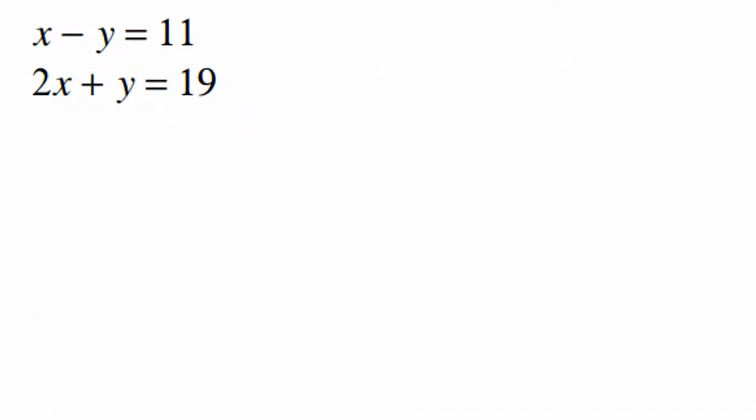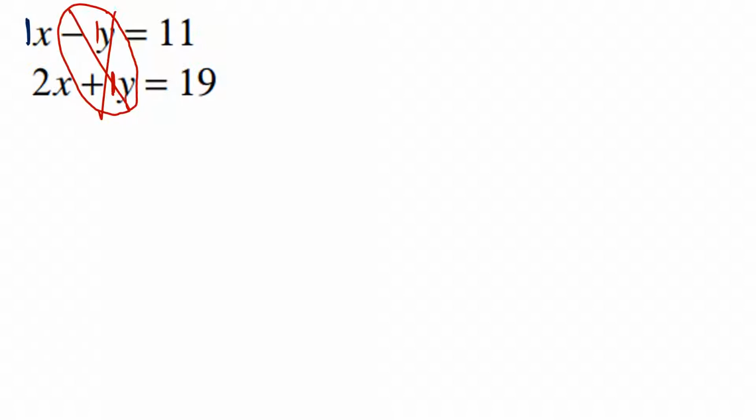For this problem, we have x minus y equals 11, and 2x plus y equals 19. The sections here in the middle, the y values, do match because they both have a 1 in front of the y. Remember, if nothing is written, it's an understood 1. And they're opposite signs. One of them is a minus, one of them is a plus. And so we can cancel those out. And we can go ahead and combine the remaining problems.